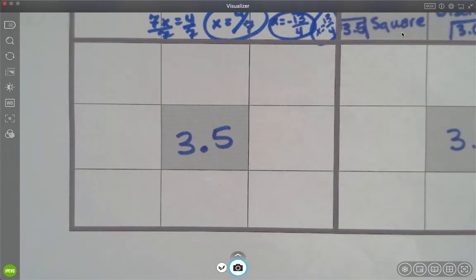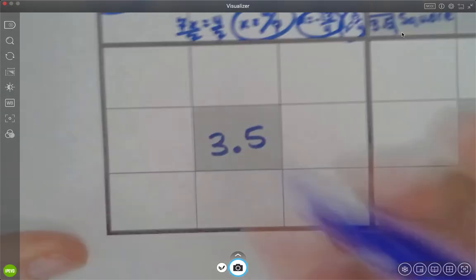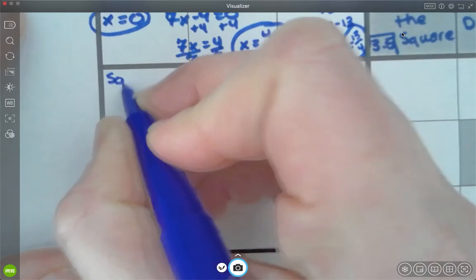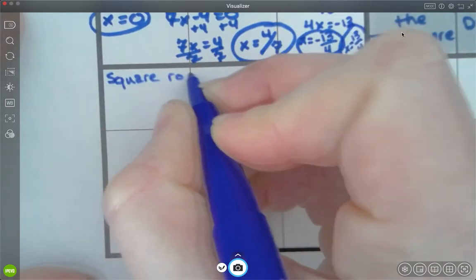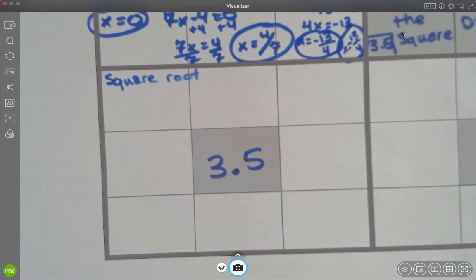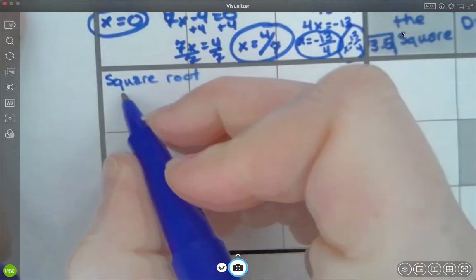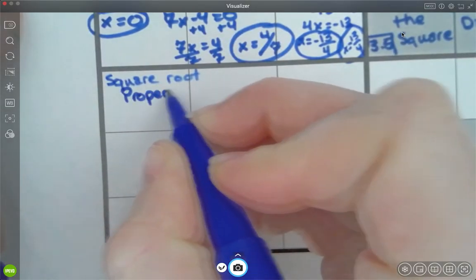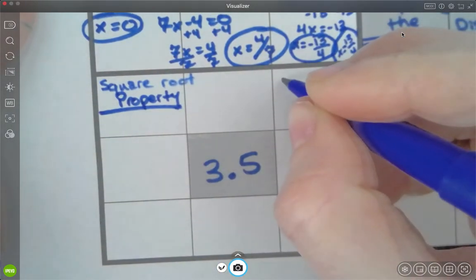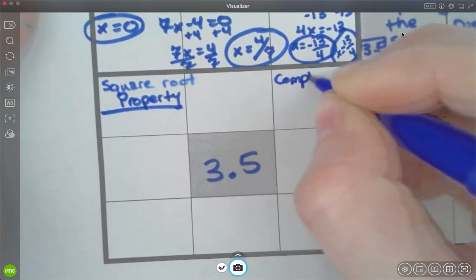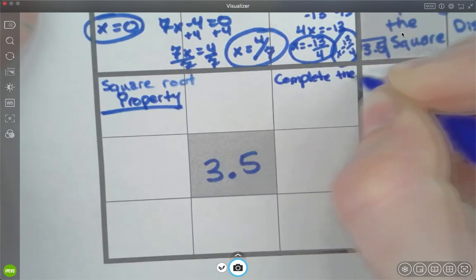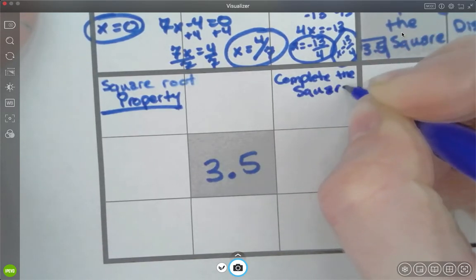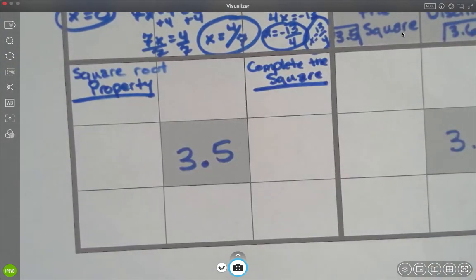So 3, 5 is the section on completing the square. I'm going to do 2 things. There's one thing that we have to talk about, which is the square root property. Square root property and completing the square. Those 2 things. All right. I'm going to look at the square root property, which it asks for on 26, 27, 28.